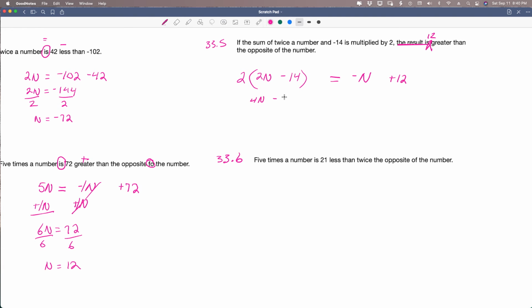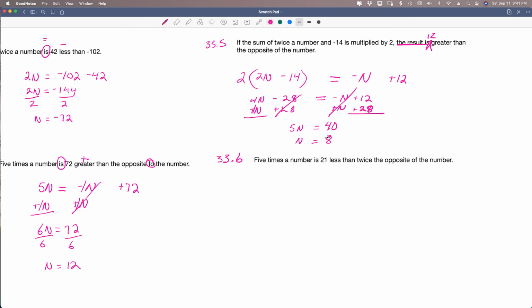4n minus 28 equals negative n plus 12. All right, let's add n to both sides. Remember, that's 1. And then let's add 28 to both sides. So it's 5n equals 40. So n is equal to 8.